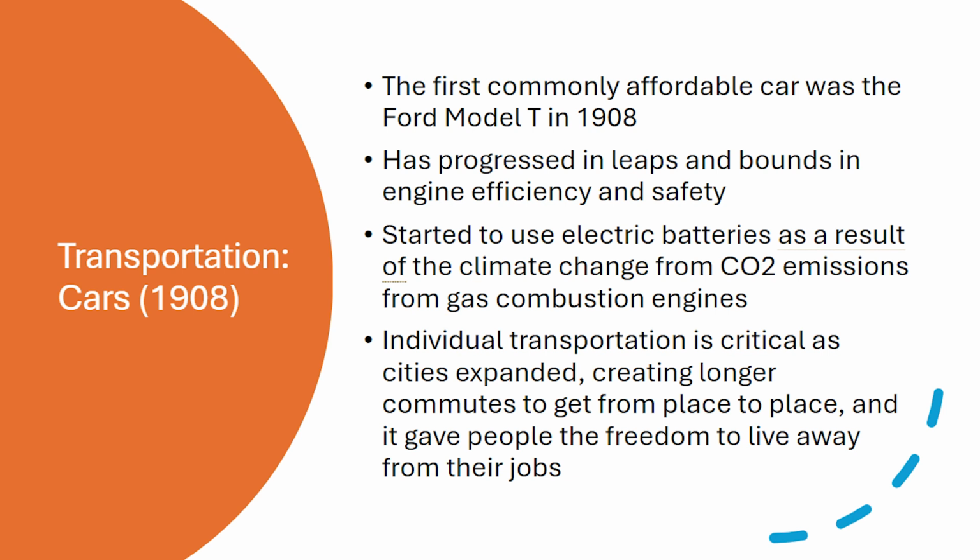All cars have progressed in leaps and bounds in engine efficiency and safety, such as the seatbelt and the airbag keeping you from flying out of the car when you crash. It started to use electric batteries as a result of the climate change from CO2 emissions from gas combustion engines. So that leads to the Tesla and other electric cars starting to be made and purchased more. And then the individual transportation is critical as cities expanded, creating longer commutes to get from place to place, and it gave people freedom to live away from their jobs. And so it made a lot more people get a car so they could use it.